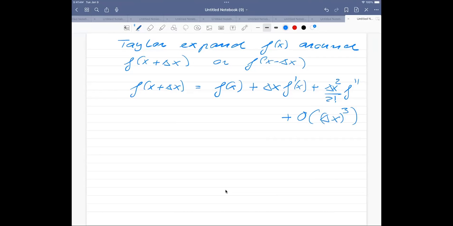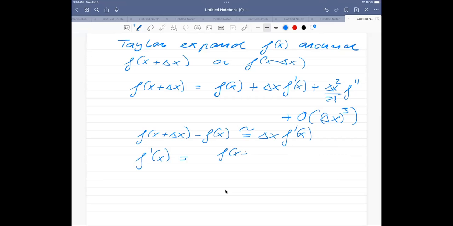Alternatively, you can take x minus delta x, and you can manipulate these Taylor expansions. And there's one famous approximation. If we look at f of x plus delta x minus f of x, that is approximately equal to delta x times the derivative of f of x. Then you can replace the derivative of f of x with f of x plus delta x minus f of x, divided by delta x. This is an approximation. And you see now that we have left out terms which go like delta x squared. So these are being left out.